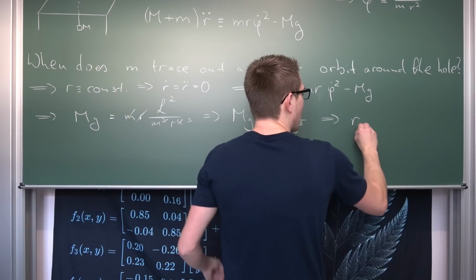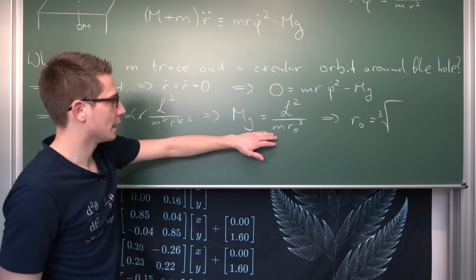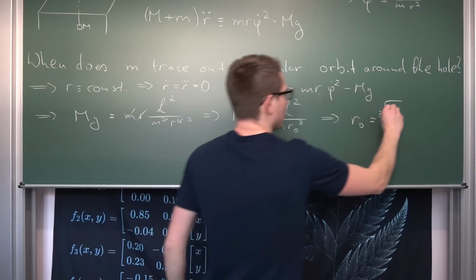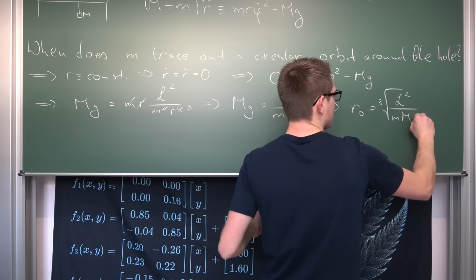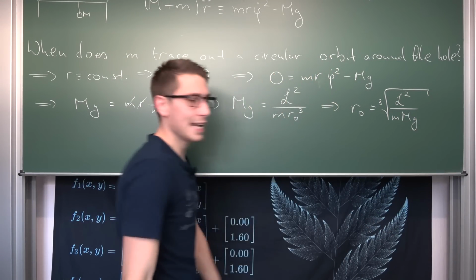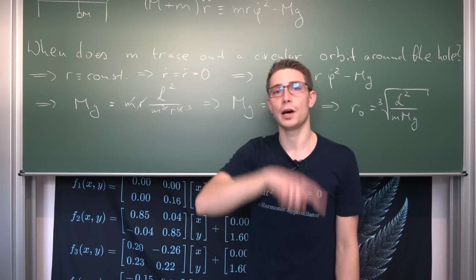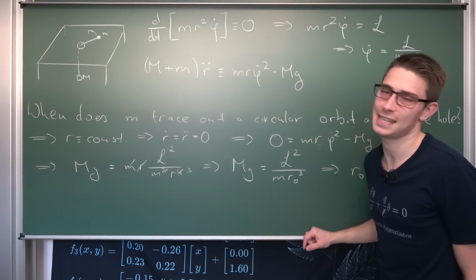Meaning overall, r naught is hence nothing but the third root of, let me see for a second, we are going to get our L squared in the numerator and then m times capital M times g down here in the denominator. And hence we are done. This right here is the radius to have a circular motion, which is kind of cool, right? I mean, it's cool that you can calculate something like this.